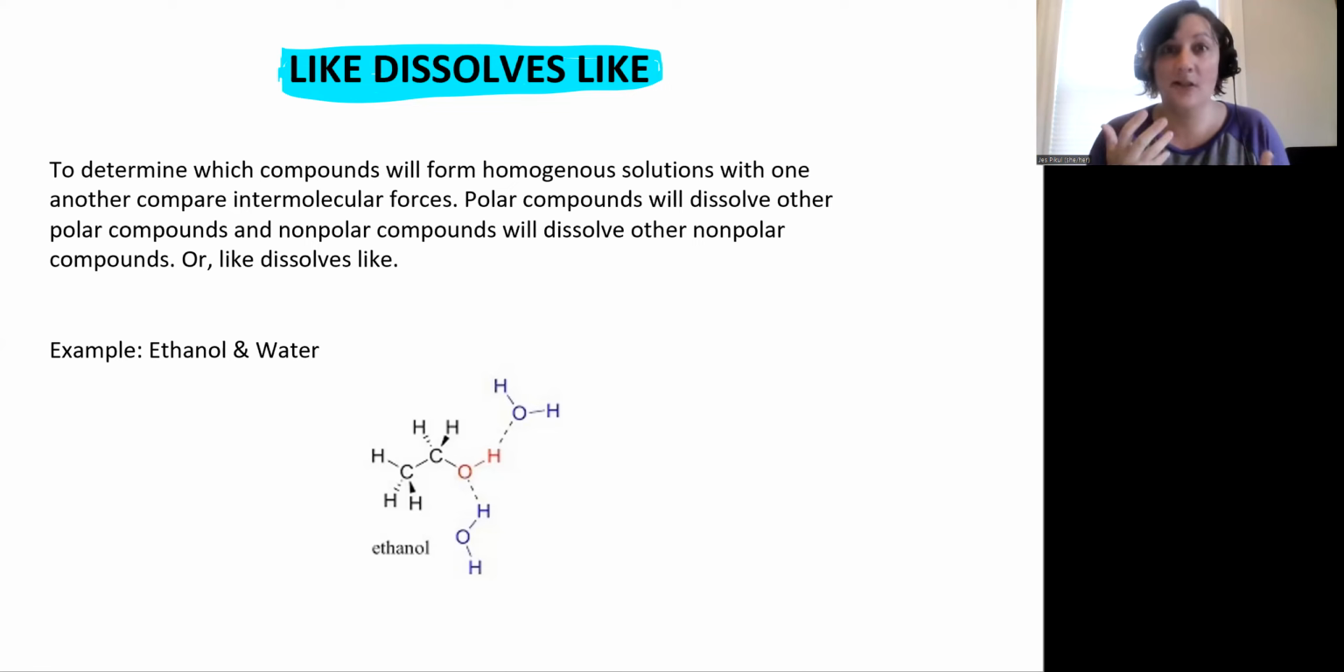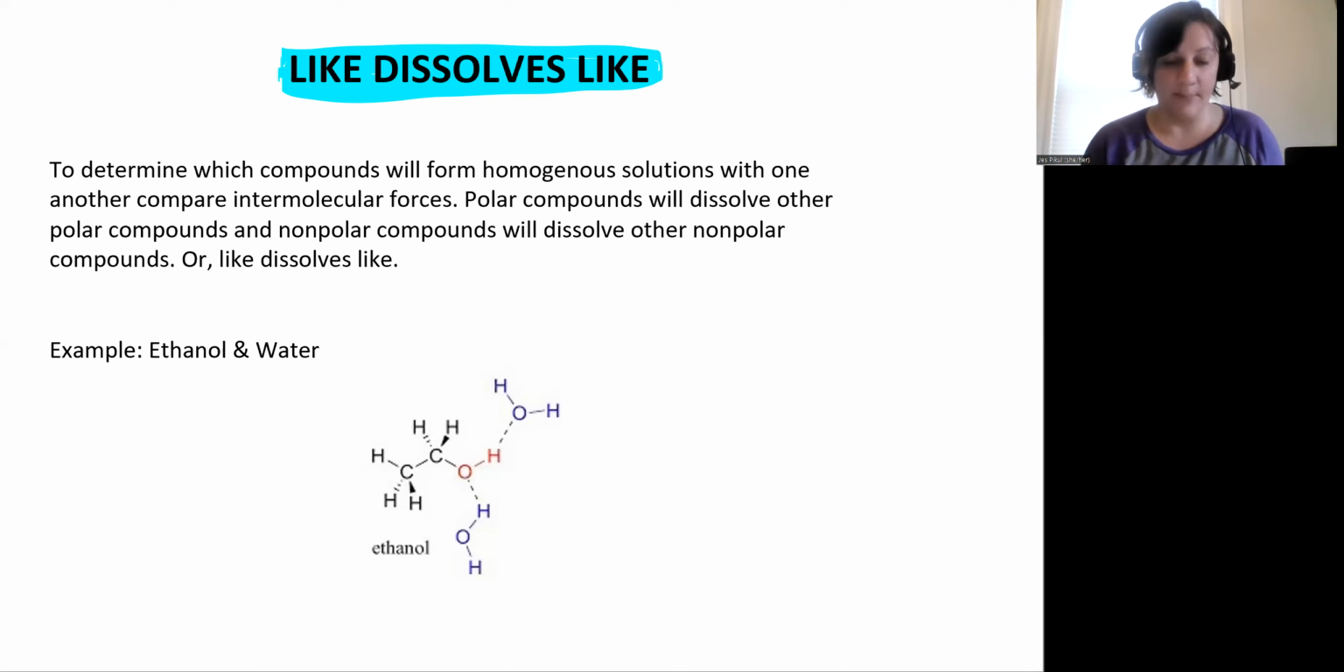So what we do to determine if two compounds are going to actually dissolve in one another is we compare their intermolecular forces and see if they're similar. And we can actually reduce that whole process down to looking at if the compound is polar or nonpolar, because the dipole-dipole interactions of a compound will need to exist in a mixture with a different compound for it to dissolve. And so that's where we get this like dissolves like. A polar compound will dissolve other polar compounds, and nonpolar compounds will dissolve other nonpolar compounds, or like dissolves like.